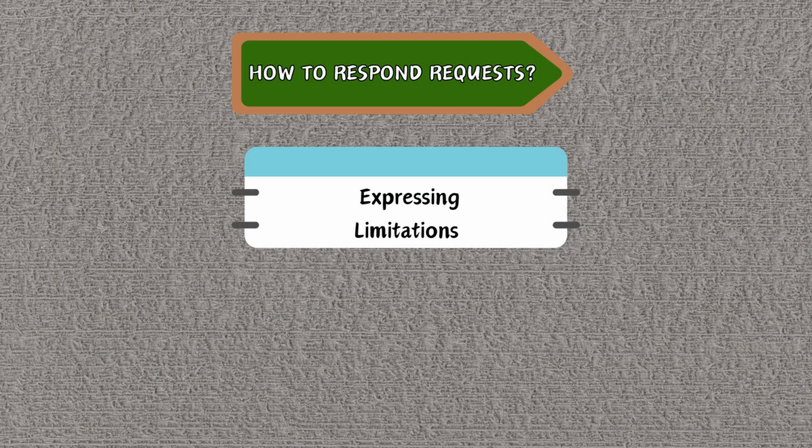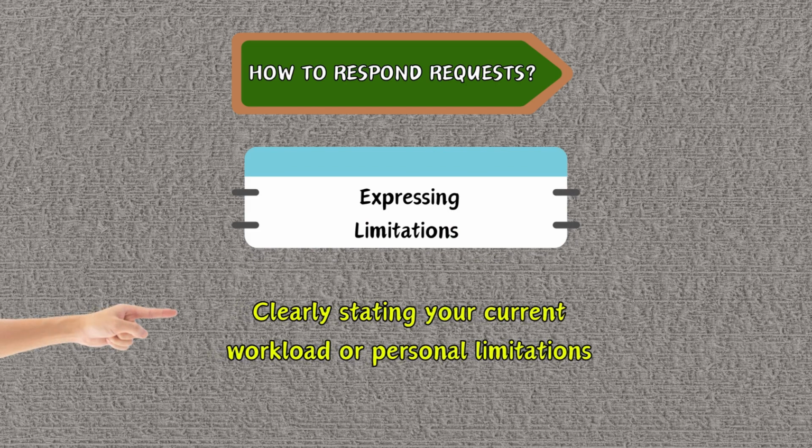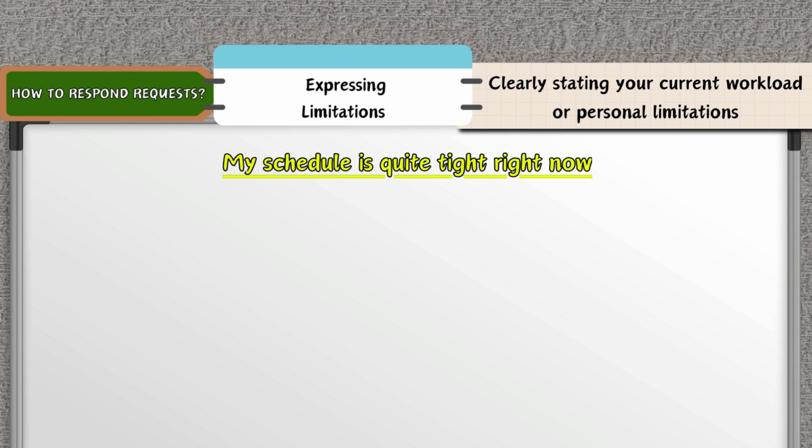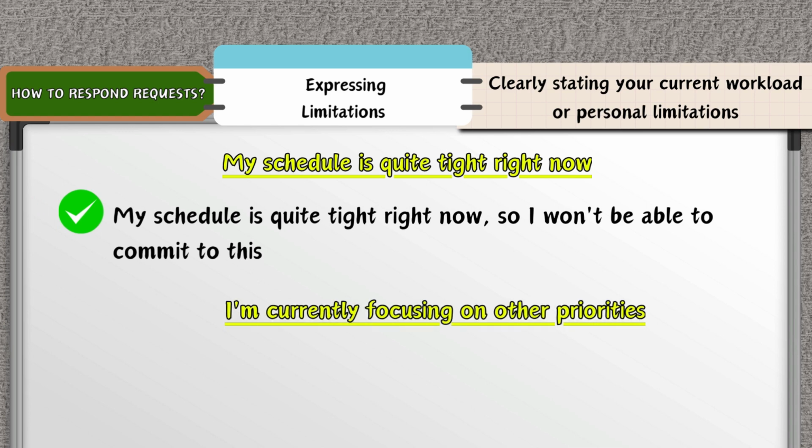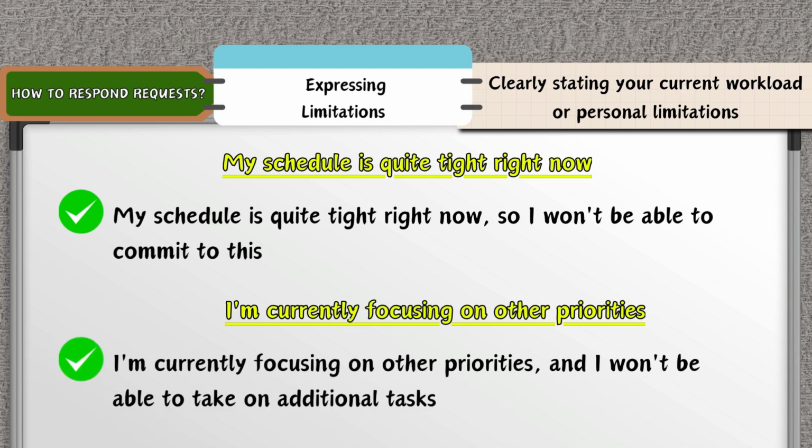Expressing limitations. Clearly stating your current workload or personal limitations. My schedule is quite tight right now. Example: My schedule is quite tight right now, so I won't be able to commit to this. I'm currently focusing on other priorities. Example: I'm currently focusing on other priorities and I won't be able to take on additional tasks.